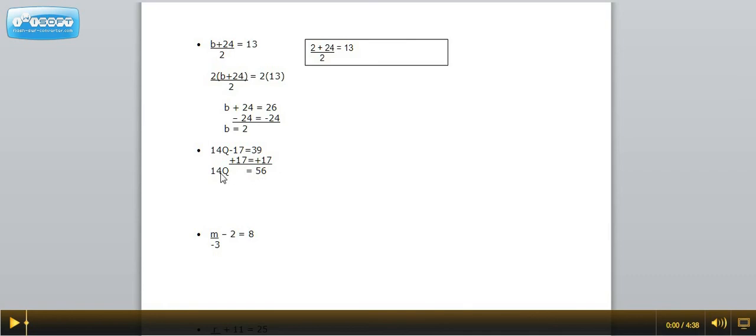So now I'm down to doing the opposite of this right here. These two are stuck together, which means to multiply. So to undo multiply, I need to divide. So I'm going to divide by 14 to get q all by itself. If I divide by 14 on this side, I have to divide by 14 on this side, which of course leaves me with q equals 4.